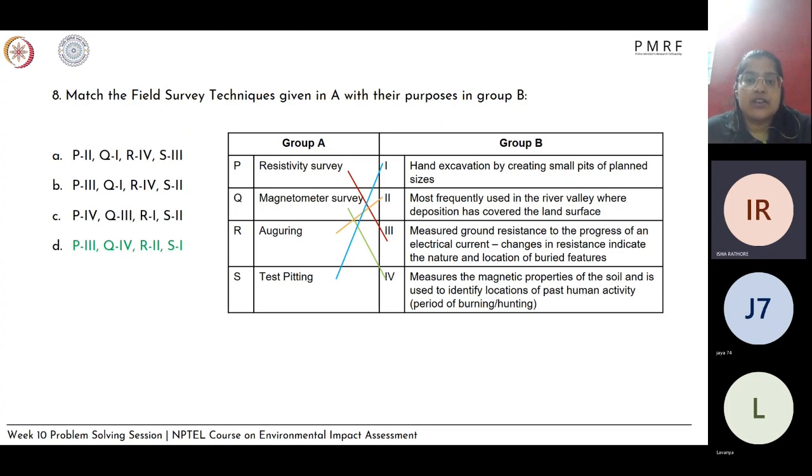Then magnetometer survey measures the magnetic properties of the soil and is used to identify locations of past human activity, that is periods of burning or hunting. So Q matches with 4. And then augering is most frequently used in river valleys where deposition has covered the land surface. So R matches with 2. And then test pitting is the hand excavation by creating small pits of plant sizes. So S matches with 1. So the correct answer is D, that is P matches with 3, Q matches with 4, R matches with 2, and S matches with 1.